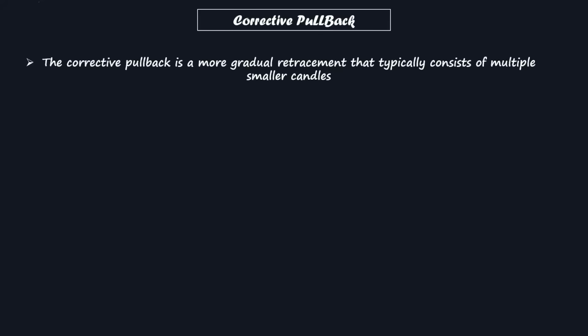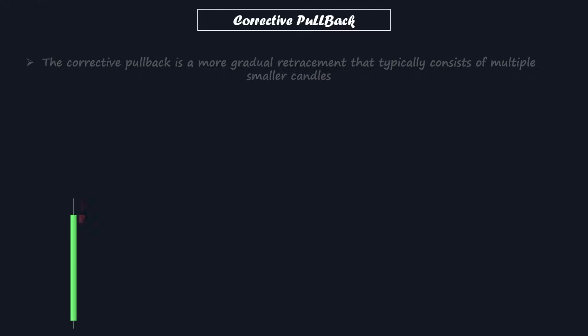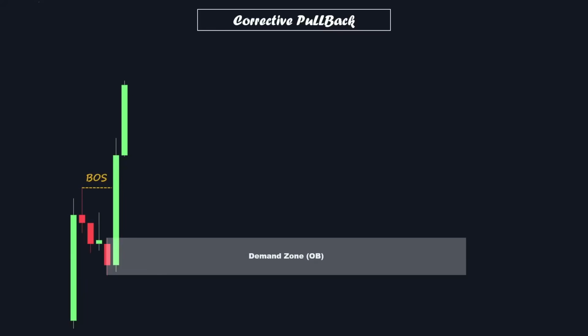The corrective pullback is much slower and more controlled compared to the aggressive model. Before applying this or any strategy, remember to backtest at least 100 times. That's a key part of growing as a trader. Corrective pullbacks form with smaller candles, creating internal structures as price gradually moves toward the point of interest. Momentum slows down as price approaches the zone.